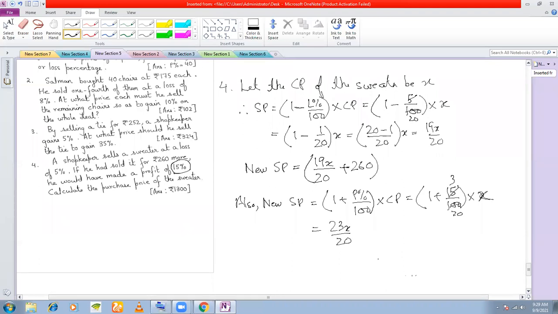So these two selling prices must be the same. According to the problem, you'll have 19x by 20 plus 260 is equal to 23x by 20. You solve this and you will get your answer.